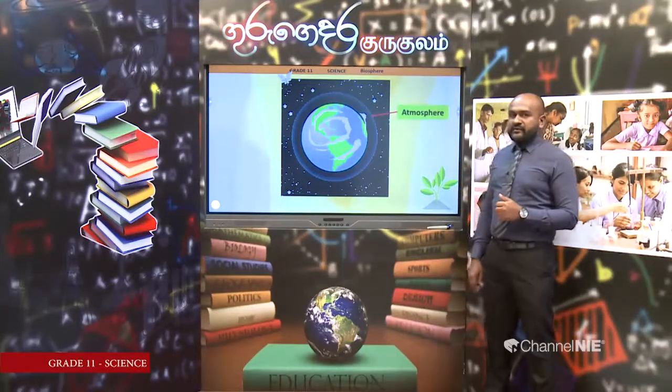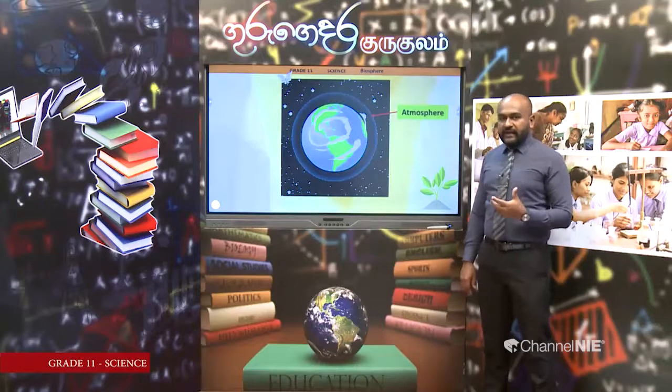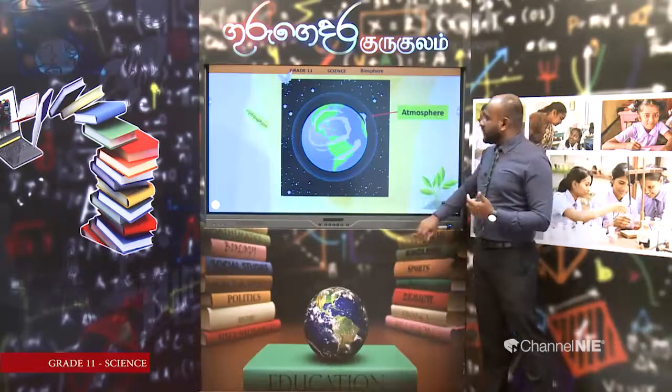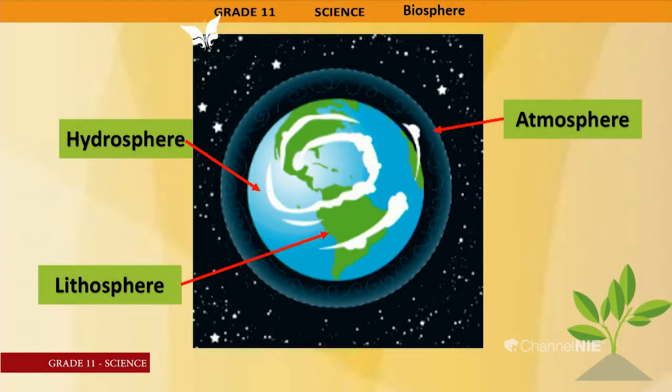The diagram shows the three components of the biosphere again, so that you get a better idea. So, it has atmosphere, the part of the air in the earth, and then hydrosphere, the part of the earth which contains water, and you get the lithosphere, the solid part of the earth.